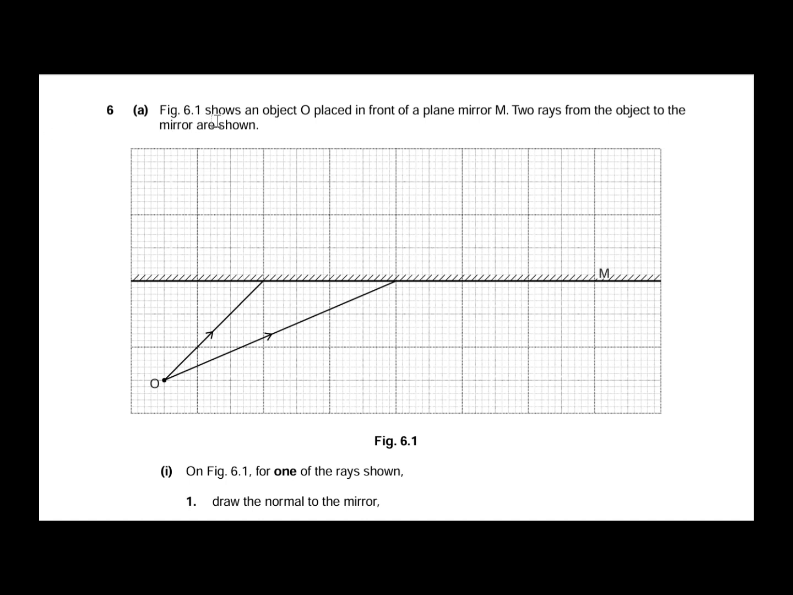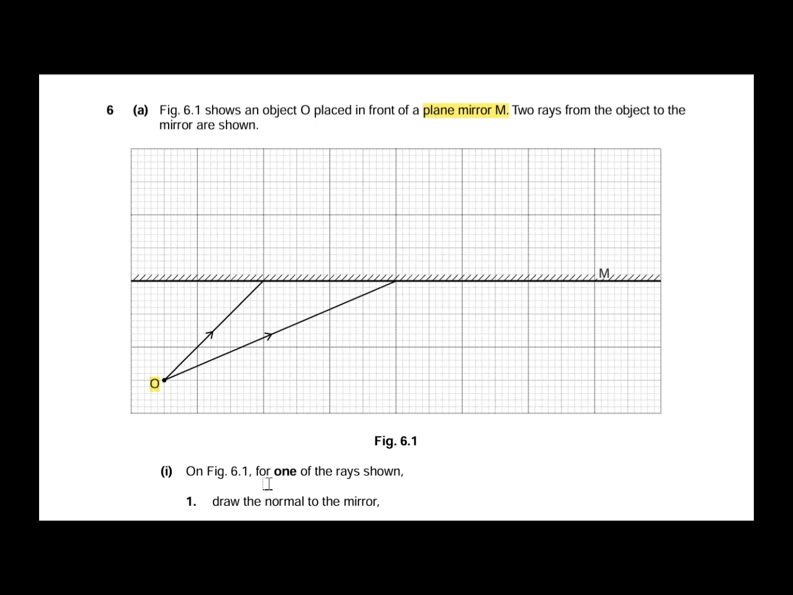Question number 6 is saying figure 6.1 shows how an object placed in front of a plane mirror M. This is a mirror, this O is the object. Two rays from the object to the mirror are shown. So there are two rays that are emerging from the object and hitting the mirror.